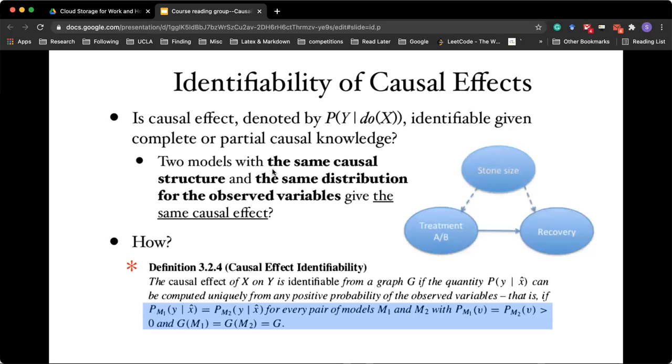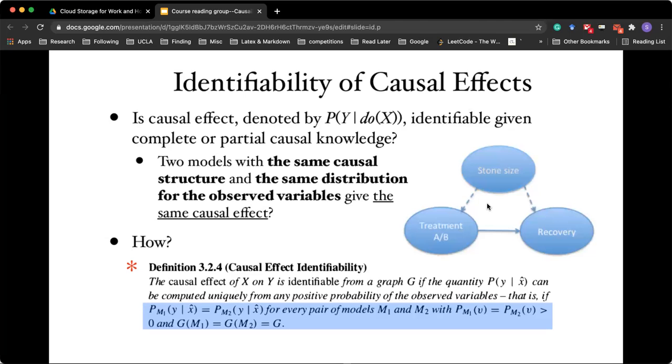which means that, the definition is something like, suppose we have two different causal models, and these two different causal models have the same causal structure, like the graph here, which we just regarded as SCM or something. And we have the same distribution of the observed variables. If we have two models like this, with the same causal structure and the same distribution, will the effect be the same? If they are the same, I mean the causal effect given by these two models is the same, this means that the causal effect is identifiable.